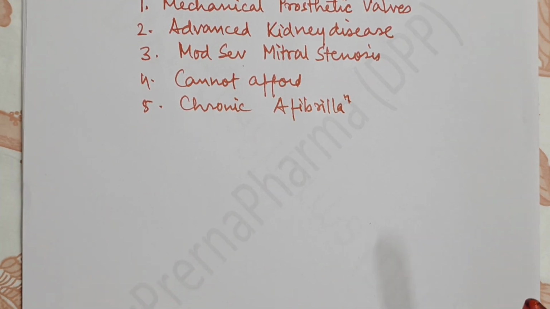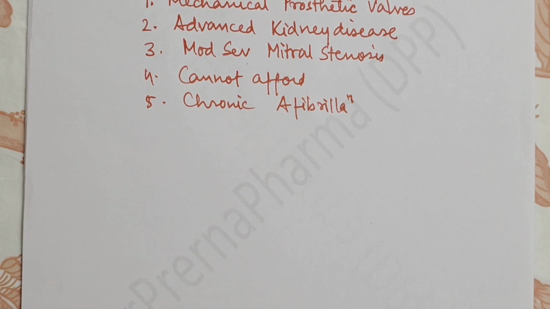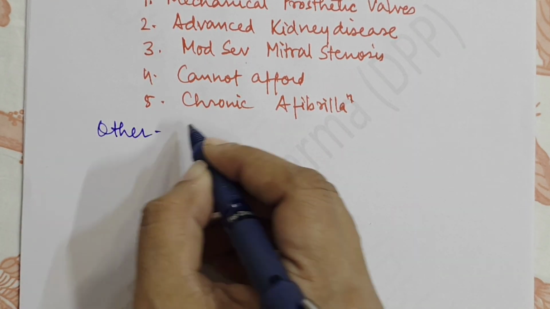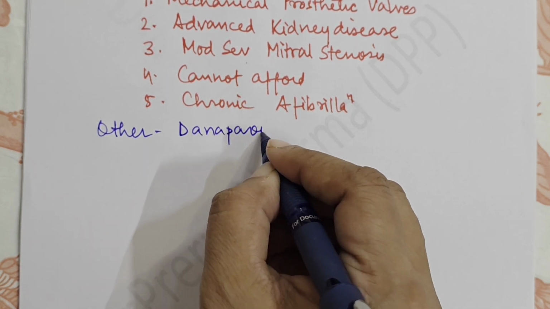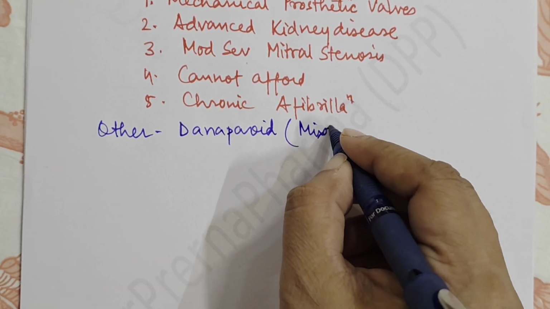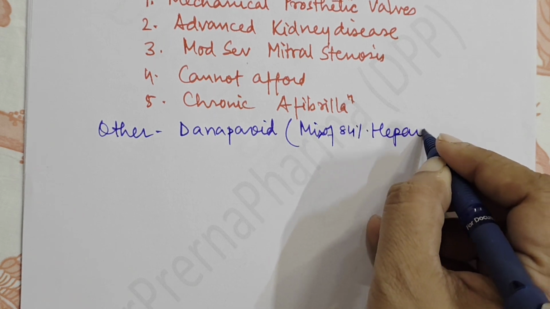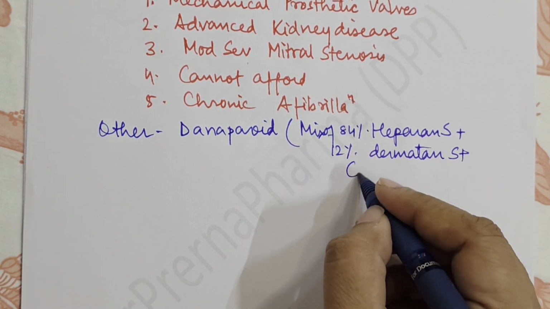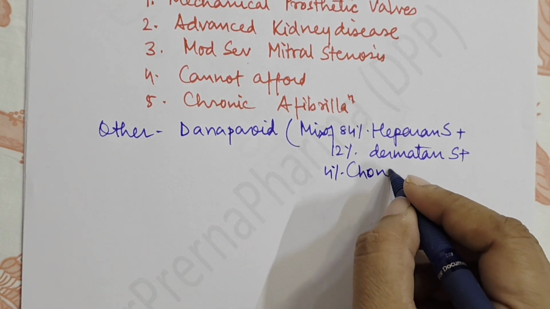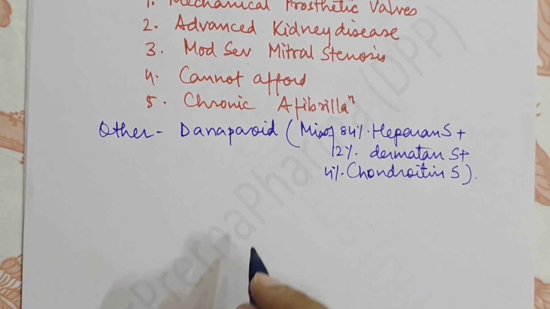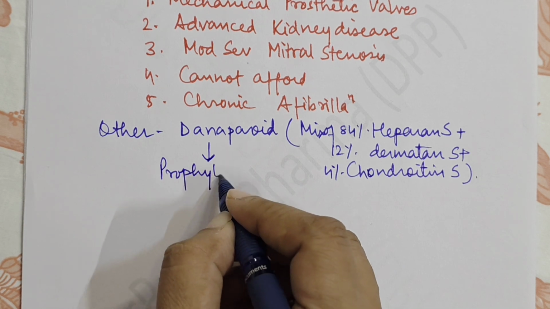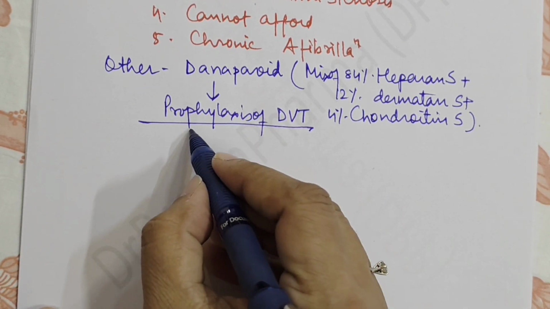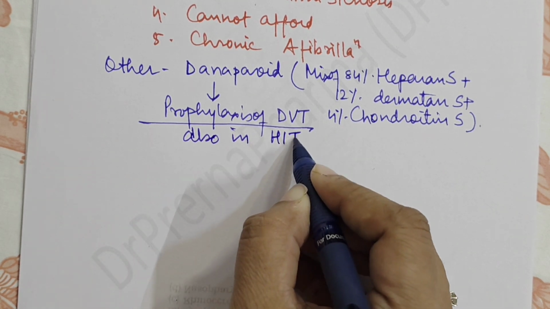I have told you about the antidotes. For rivaroxaban and apixaban the antidote is andexanet, and for dabigatran it is idarucizumab. Then let us see some other anticoagulants. One is danaparoid. Danaparoid is a mixture of 84% heparan sulfate plus 12% dermatan sulfate plus 4% chondroitin sulfate. Danaparoid is used in prophylaxis of DVT. Okay, so remember this. Danaparoid can also be used in HIT.